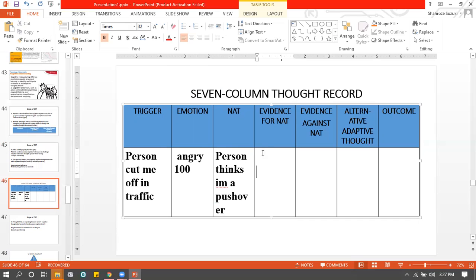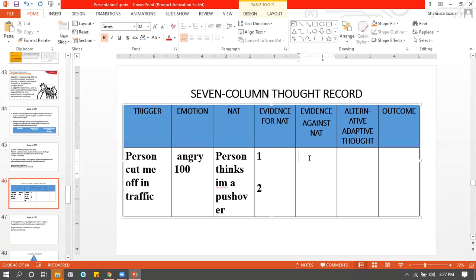Then you dispute the negative thoughts. You write reasons that support that the negative automatic thought is true: reason number one, reason number two, reason number three. And you also have reasons that this negative thought could be false, as in that person might be late for work. This does not happen to you every day. It is just this instant that this happened to you. Normal people are nice in traffic.